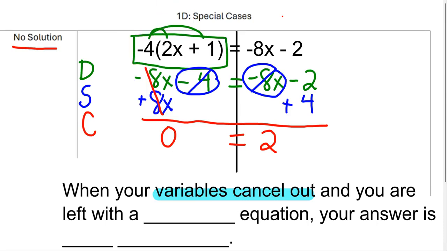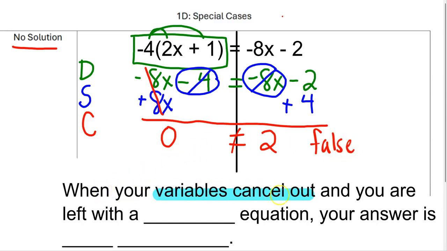The other thing we're going to look for is what kind of equation we're left with. This is an equation because we have an equal sign. 0 equals 2. Does 0 equal 2? No, it doesn't. 0 does not equal 2. This is a false equation.